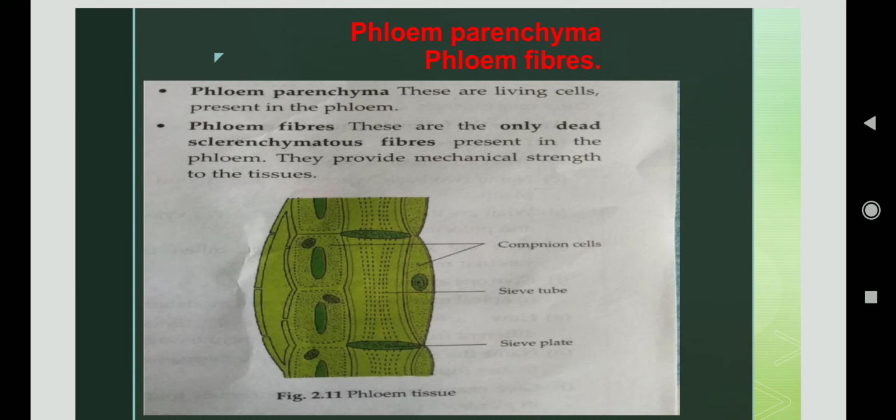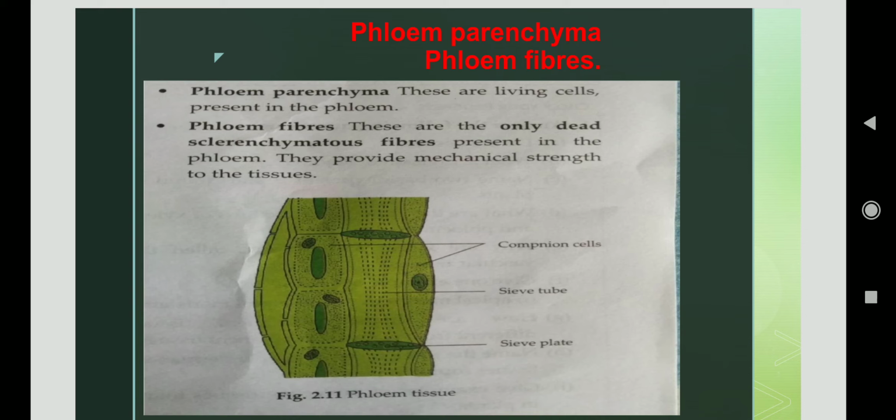The next one is phloem parenchyma and phloem fibers. Phloem parenchyma is also a living cell, right? These are the parenchymatous cells present in the phloem. Main function is to store food. Fine class.